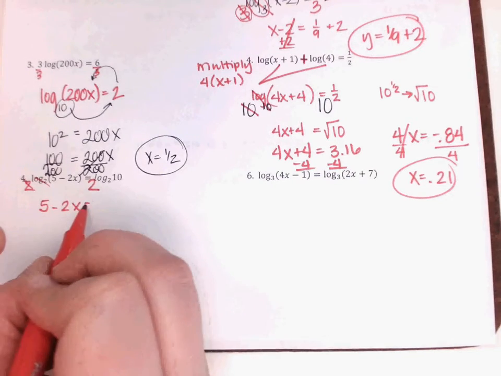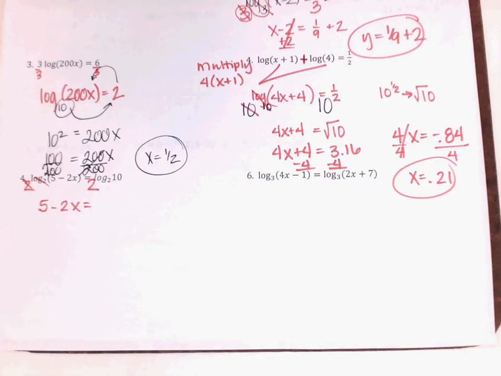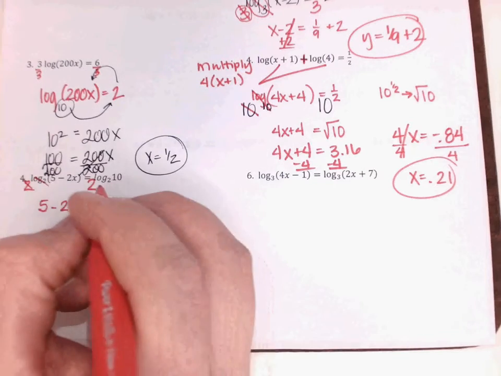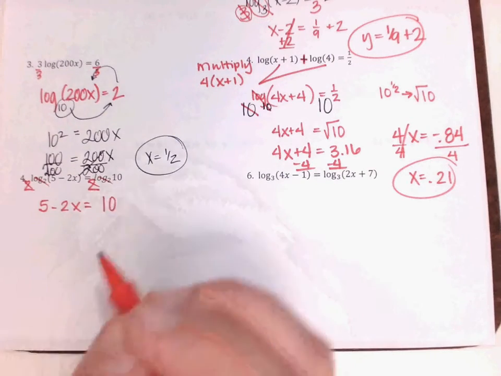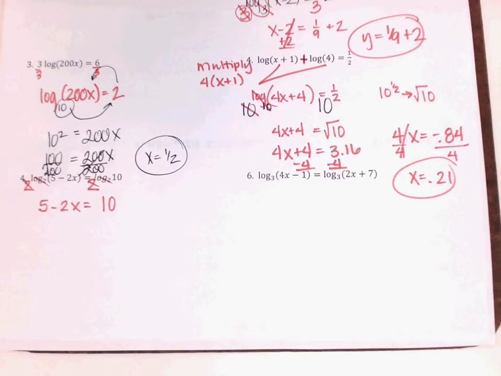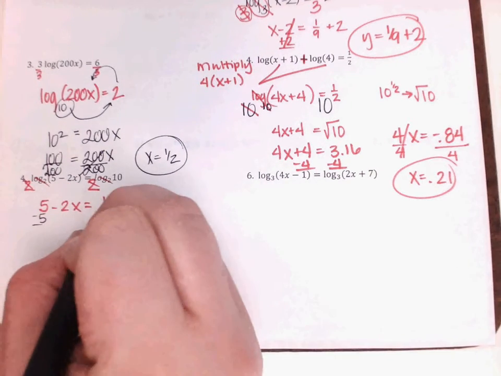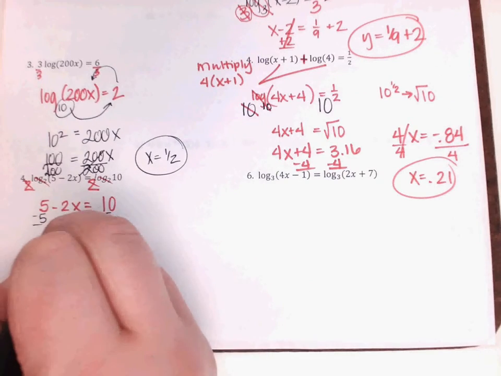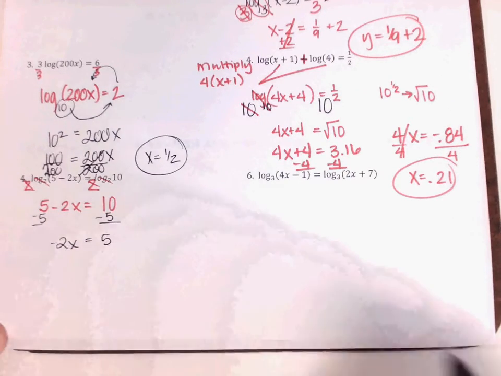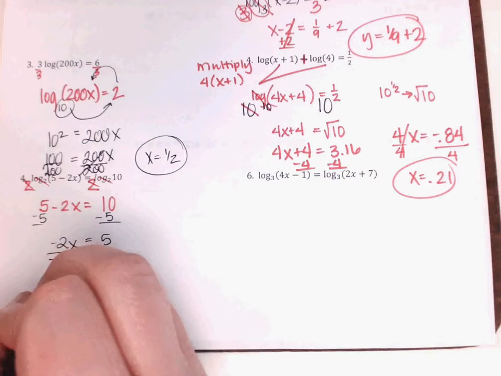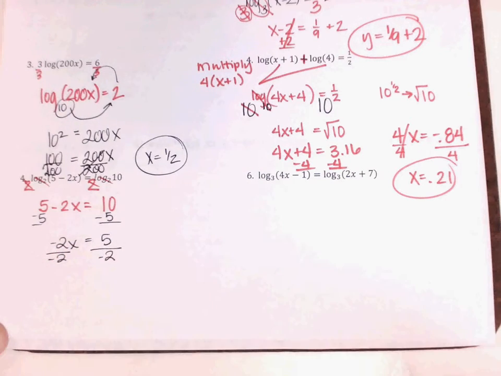5 minus 2x comes down. Then on the other side, I have a 2 log 2 of 10. The 2 log 2 crosses out. What's left over? Just the 10, and then I can finish solving. What would I do first? Minus the 5 across. 10 minus 5 gives me negative 2x equal to 5 left over. Then last step, divide by negative 2.